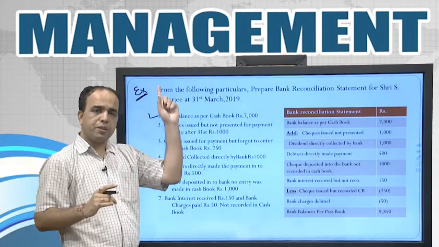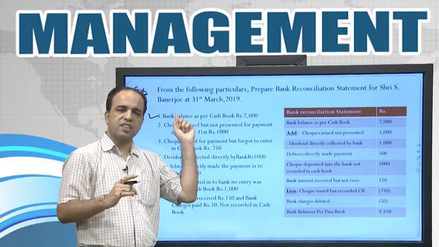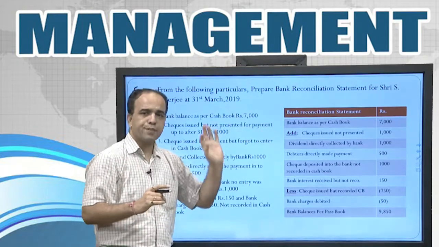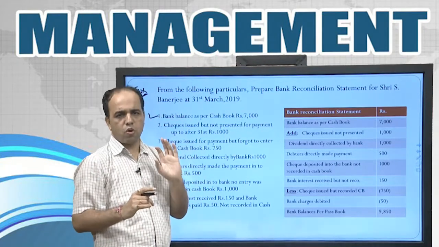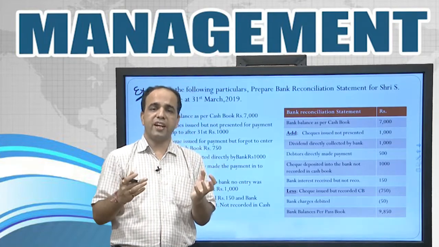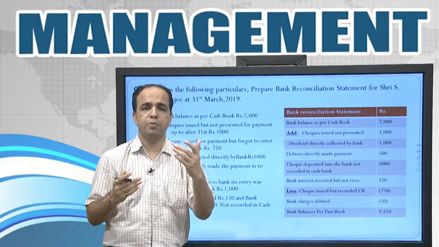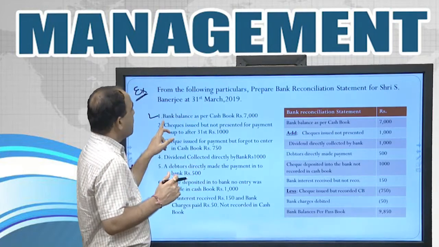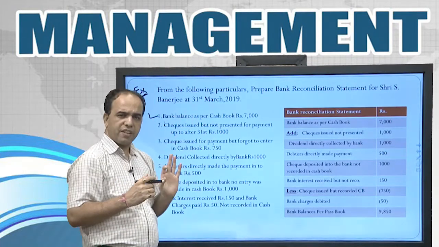Now, friends, remember the summarized transactions. We have to think of bank balance as per cash book, so the cash book column only. Logically, you can also get the information whether it should be added or deducted. Bank balance as per cash book rupees 7,000.